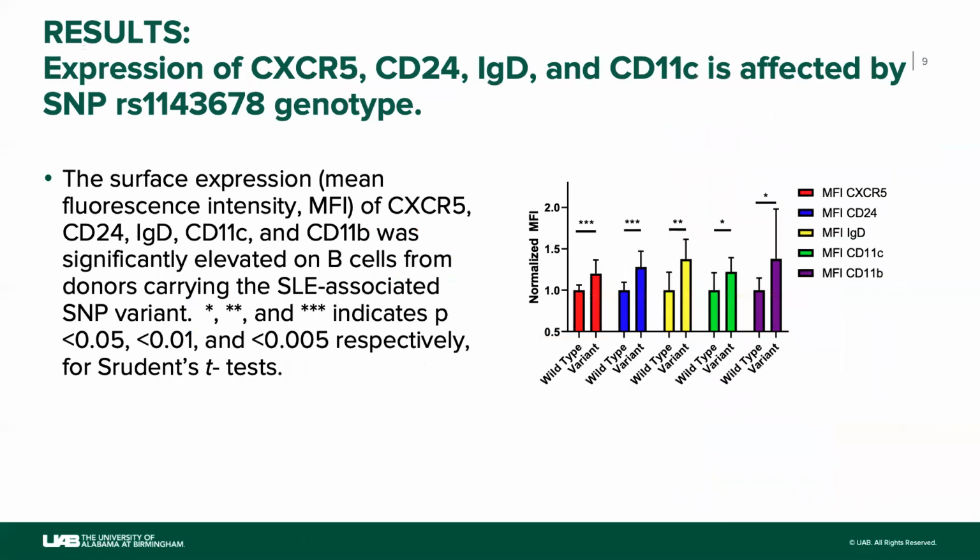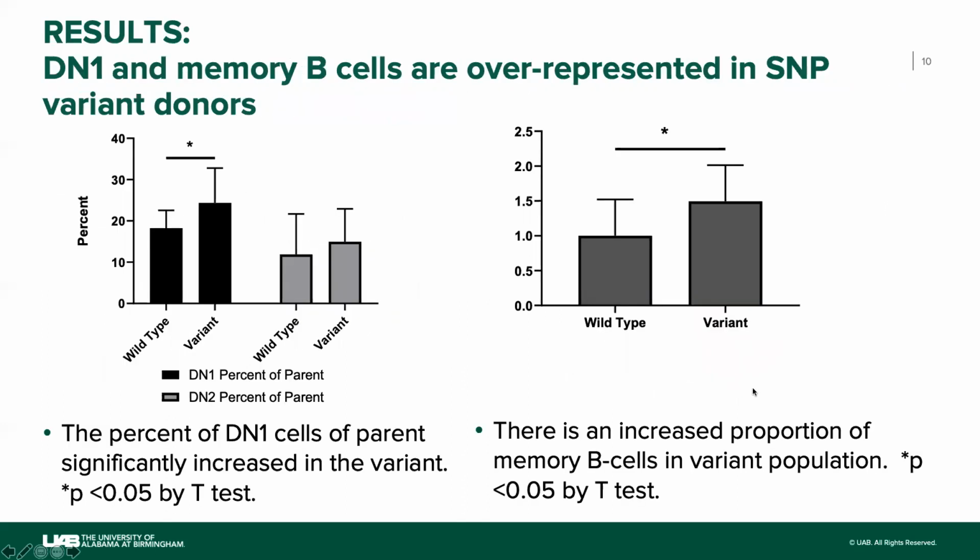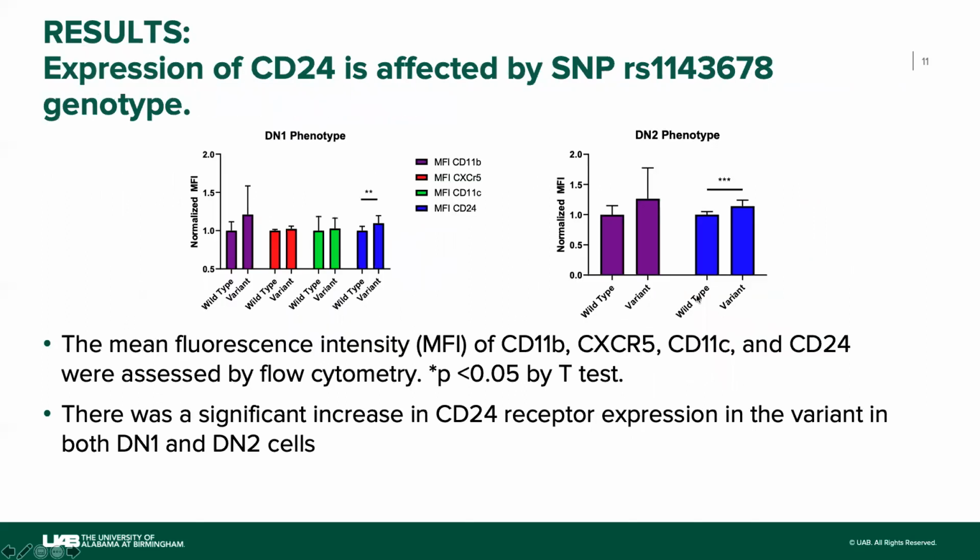So the results show a significant increase in CXCR5, CD24, IgD, CD11C, and CD11B receptor expression in EBV B cells. We found that the EBV B cells from donors expressing the rs1143678 SNP variant showed also an increase in the DN1 subpopulation. CD11C or CD24 expression was increased in both the DN1 and DN2 subpopulations as shown right here.